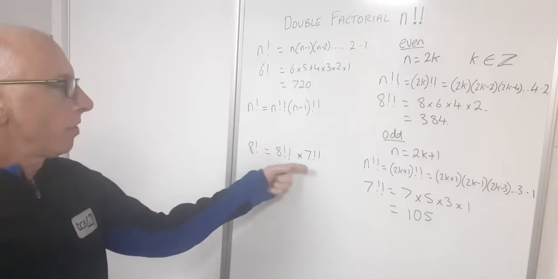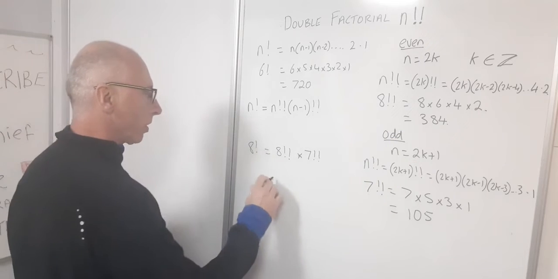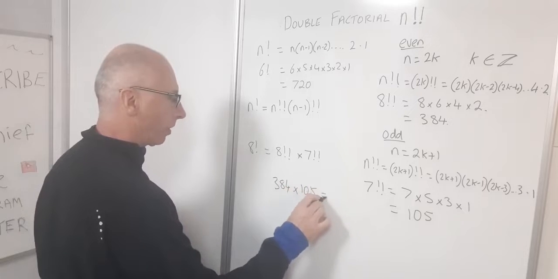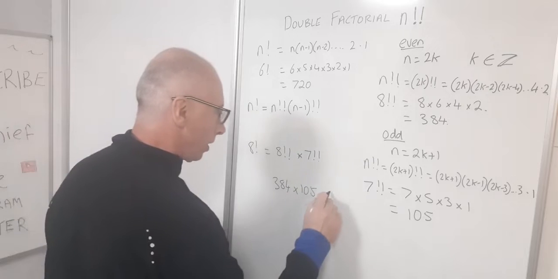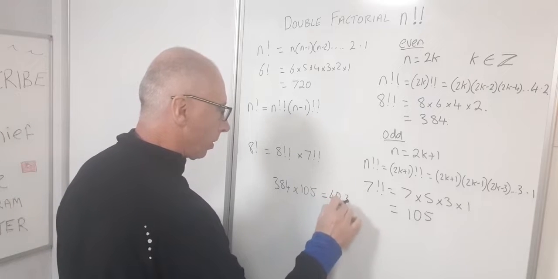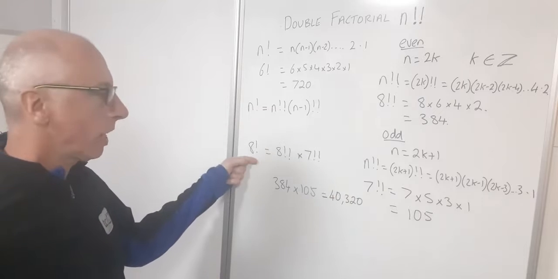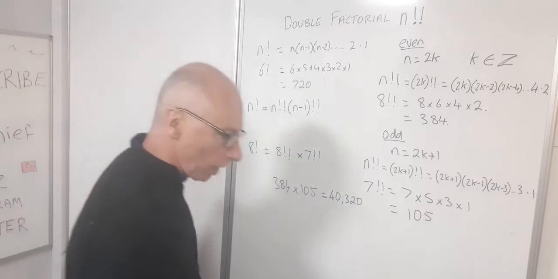And 384 times 105. So what's that going to give us? If you do your sums on that, because I know what 8 factorial is, you get 40,320, which is the same as 8 factorial. So that's what we got there.